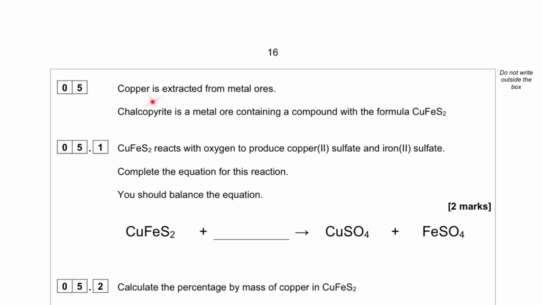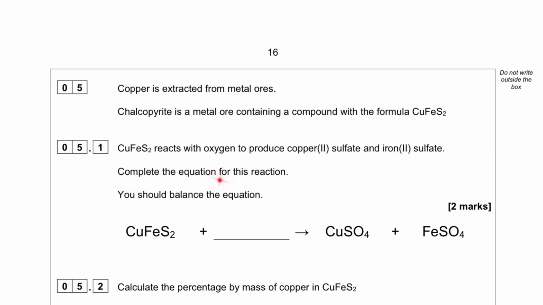Question 5. Copper is extracted from metal ores. Chalcopyrite is a metal ore containing a compound with the formula CuFeS2. Question 5.1. CuFeS2 reacts with oxygen to produce copper(II) sulfate and iron(II) sulfate.